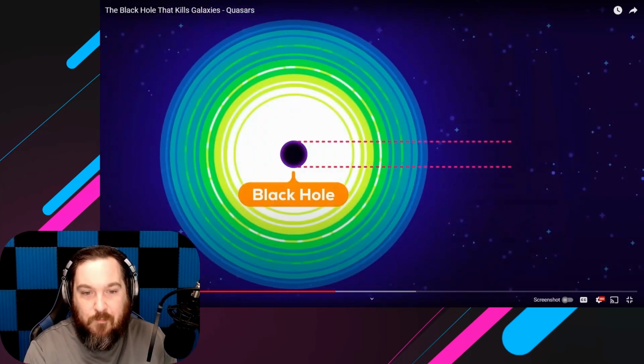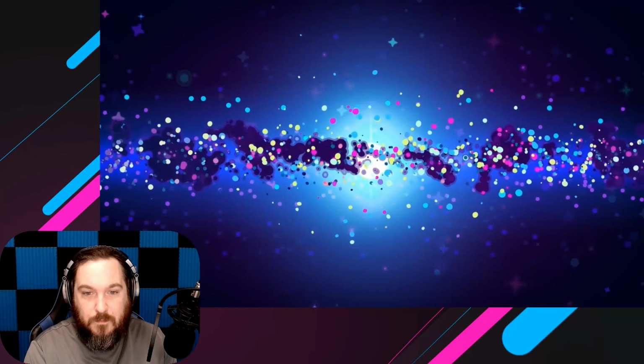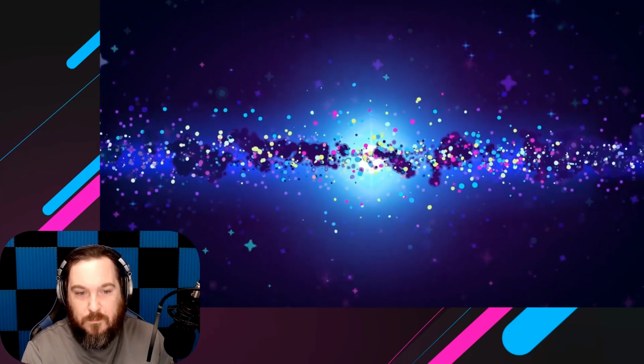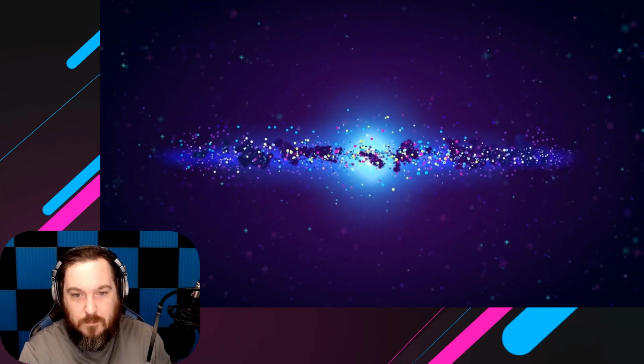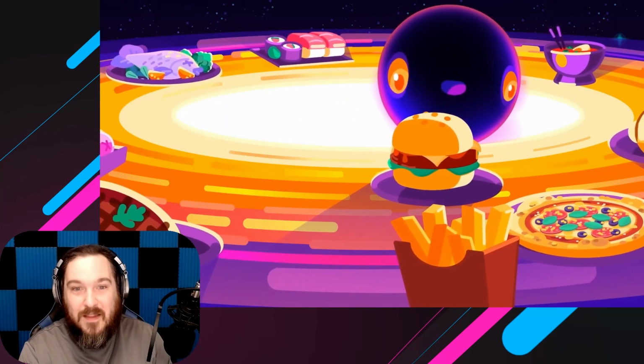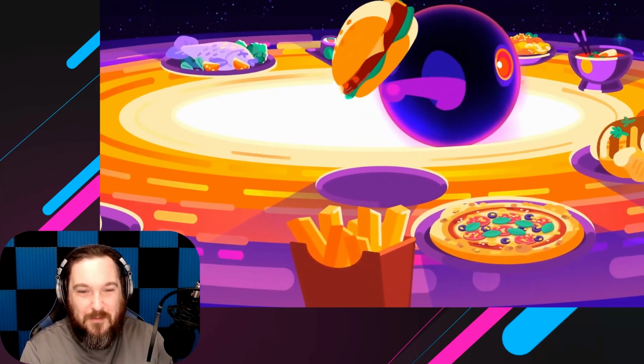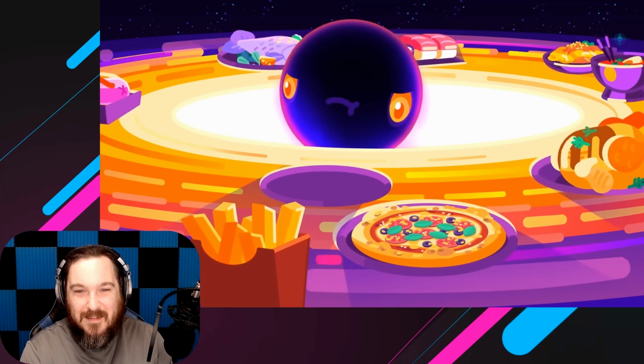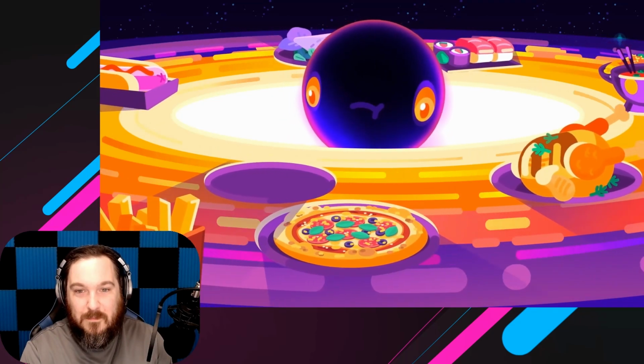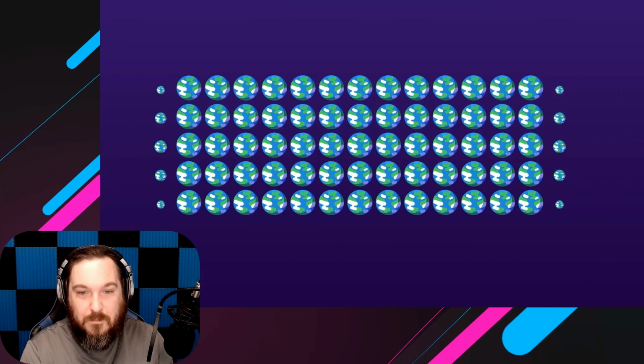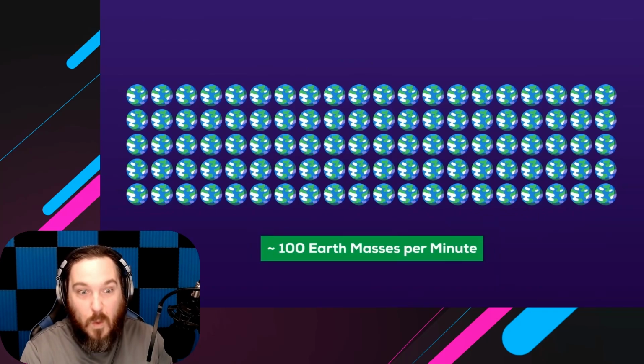In a space not much bigger than our solar system, the core of a galaxy can release many times more energy than all its stars combined. This is what a quasar is. A supermassive black hole having a feast. And these black holes eat a lot. Typical quasars consume 1 to 100 Earth masses of gas per minute.